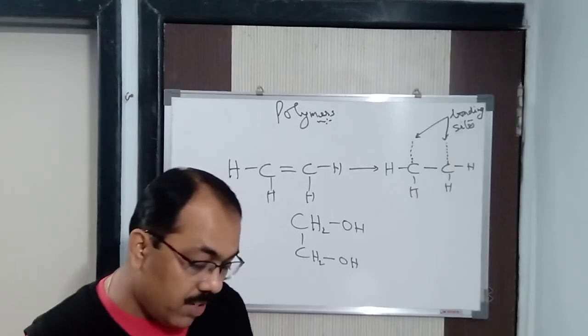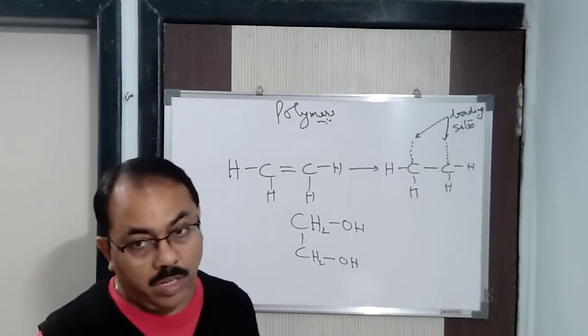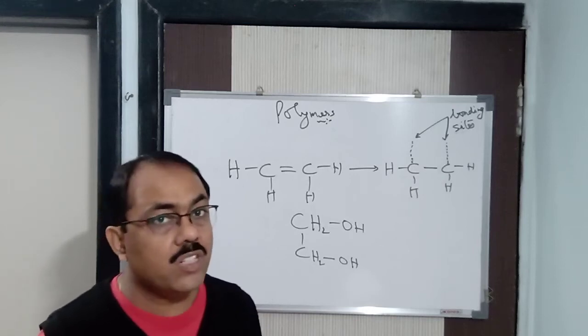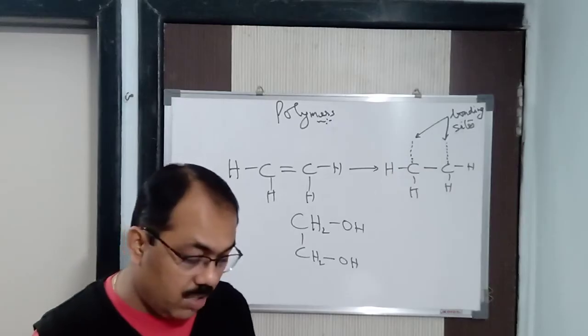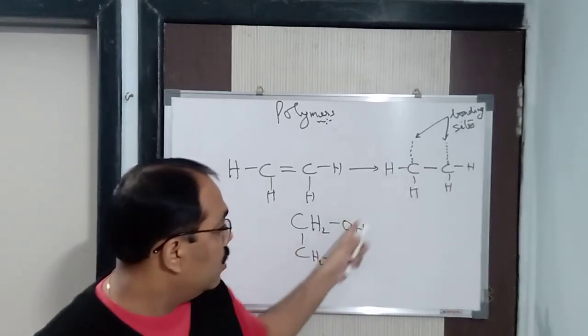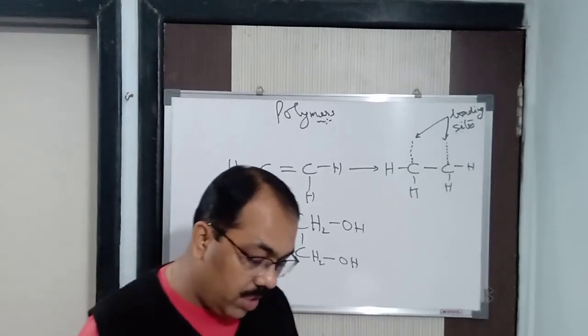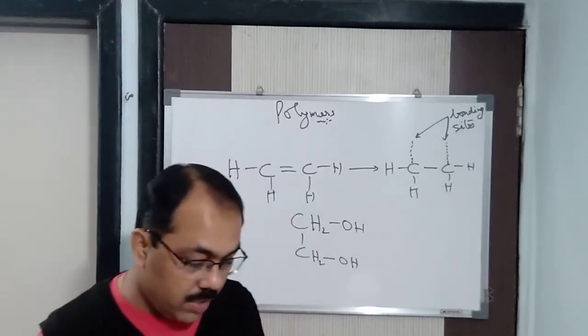Got it? Bifunctional monomers form only linear or straight chain polymers. Note it, it's very important. Bifunctional monomers form only linear or straight chain polymers. This is a bifunctional. It is going to form linear or straight chain polymers. Got it?